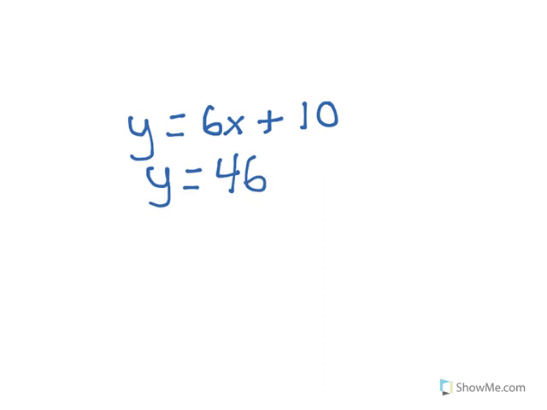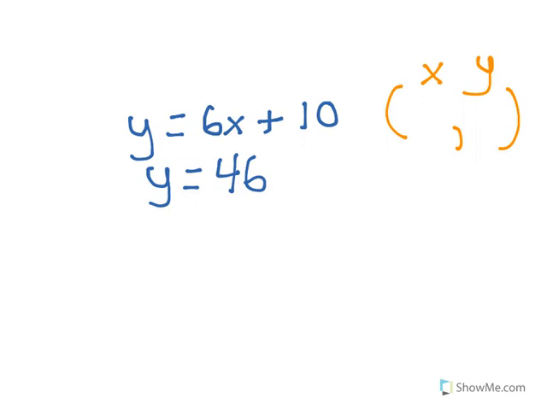So this time I'll say y equals 6x plus 10. And I'm going to say that y is equal to 46. All right, so again, remember our goal is to figure out what x is and what y is. So I look at my two equations, y equals 6x plus 10 and y equals 46.